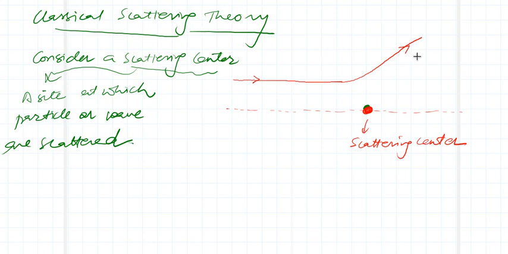ठीक है? And there is a very important term. First is the scattering angle. So scattering angle, it is the angle between what? It is the angle between the incoming particle or wave and the scattered ray. इन दोनों के बीच में जो angle है, that angle is known as the scattering angle.